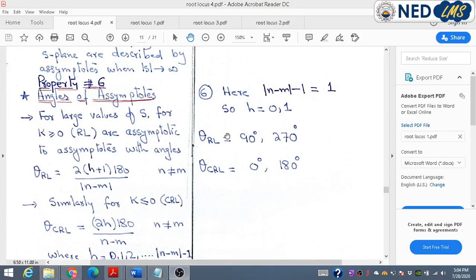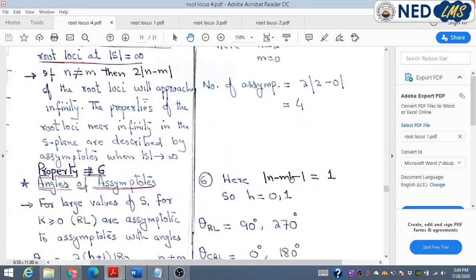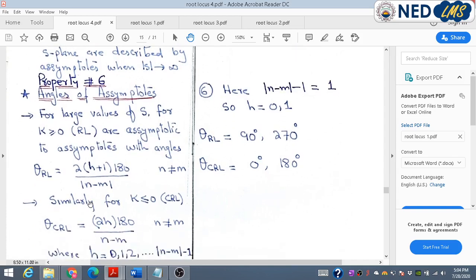Property number 6, angle of asymptotes. In the previous section, we discussed that we need 4 asymptotes in order to sketch our root locus. Out of these 4 asymptotes, 2 are for the starting point and 2 are for the finishing point. With the help of these asymptotes, we are able to sketch the root locus, and the system root locus at higher values of S is asymptotic with respect to the asymptotes. So we have to find out the angle of asymptotes.